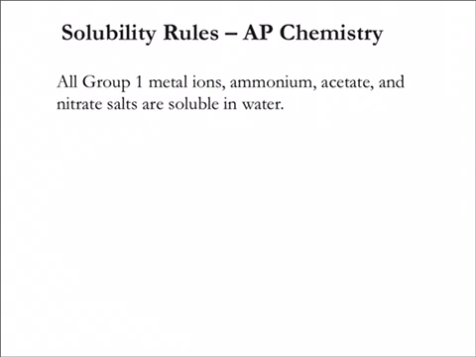In terms of solubility rules, there was a whole reference table involved in Regents chemistry. In AP chemistry, all you need to know is that group 1 metals, ammonium, acetate, and nitrates are soluble in water. So anything that has an ammonium ion, an acetate ion, a nitrate ion, or anything containing a group 1 metal will dissolve. Everything else you can consider insoluble unless you're told otherwise.